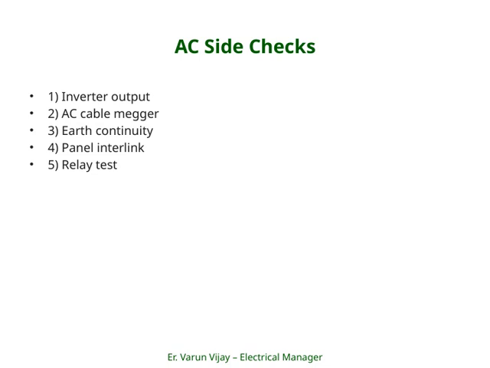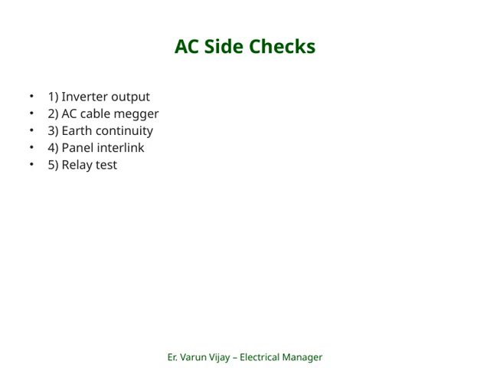First, we check the inverter output. It's essential to verify that the inverter is delivering the correct voltage and current, as any irregularity here can affect the entire setup. Next, we perform a Megger test on the AC cables. This helps us identify any insulation resistance issues, preventing potential short circuits or failures down the line.